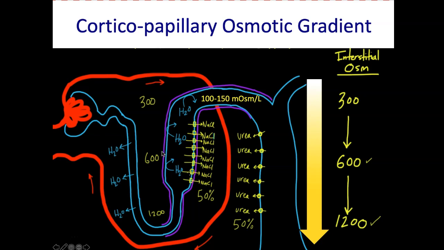Now you may be wondering, how are you able to concentrate the interstitium? Because if I was looking at this, I would say, weird, we just dumped sodium and chloride into the interstitium, and then we just put water into the interstitium. Wouldn't those just cancel each other out? Equal amounts of water and sodium chloride, wouldn't that just make the interstitium isotonic to plasma? I think that's a totally fair argument, but the fact that we can maintain the cortico-papillary osmotic gradient is because we have countercurrent exchange with the vasa recta.